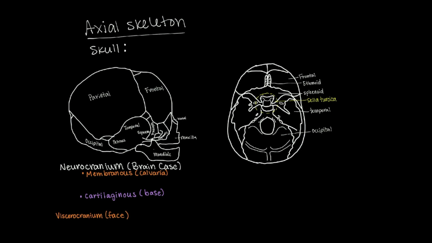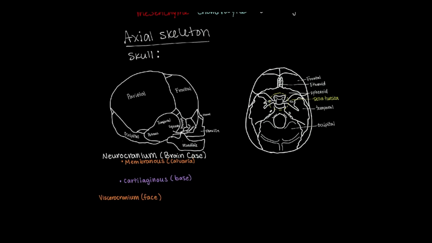The skull is subdivided into the neurocranium, or the brain case. So this would be that neurocranium right here. And the neurocranium is further subdivided into the membranous part. This would be the calvarium right here, made up of those flat bones that make up that skull cap. And then there's also the cartilaginous part, which is drawn out here on the right.